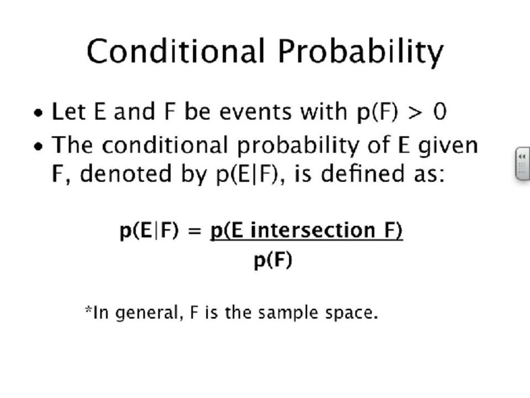Let E and F be events with the probability of F being greater than 0. The conditional probability of F, given E, is denoted by the following. It is defined as the probability of the intersection of E and F over the probability of F. In general, F is considered to be the sample space.